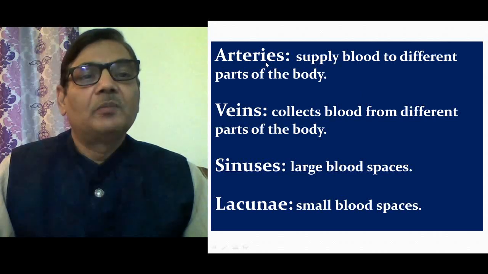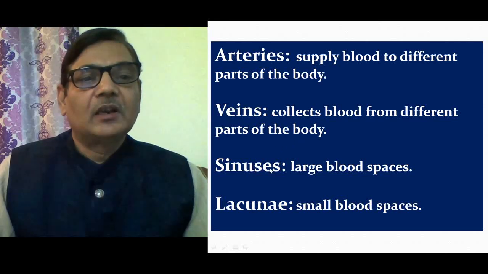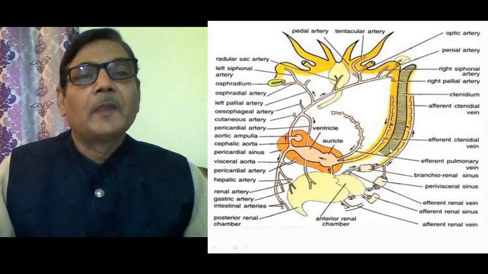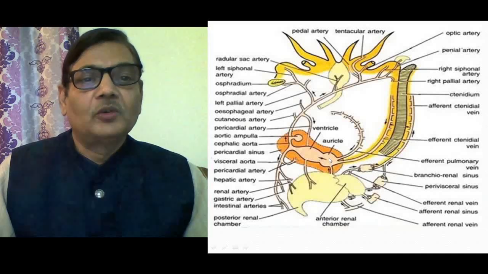Here the different parts of the blood vascular system are arteries, which supply blood to different parts of the body. Then there are veins, which collect blood from different parts of the body. And then there are sinuses, which are large blood spaces, and as I said, there could be lacunae, which are small blood spaces located in different positions of the animal's body. Now you can see the structure of the blood vascular system of Pila globosa.